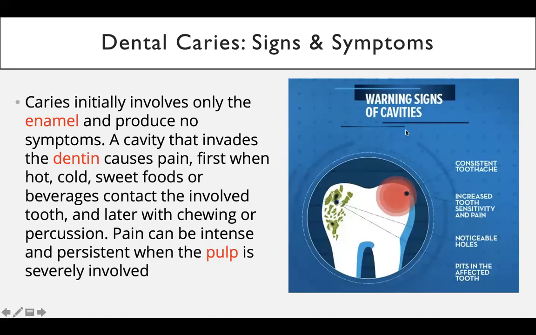So what were the warning signs of cavities? I want you all to know this. If there is consistent toothache, if there is increased tooth sensitivity and pain, sensitivity meaning thermal sensitivity, and if there are noticeable holes apparent to the naked eye, and if there are pits in the affected tooth, these are the warning signs that cavities can be formed, and once the cavity is formed, it's irreversible. That's why the warning signs are used.